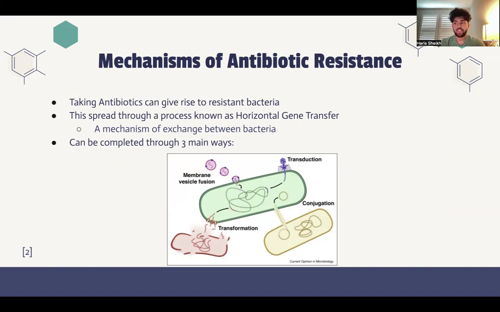Horizontal gene transfer is a fascinating yet concerning process where bacteria exchange genetic material, including antibiotic resistance genes, with one another. And a few of the ways include conjugation, transformation, and transduction. As you can see in this picture here, these are the three main ways. And this makes it increasingly difficult to eliminate resistant strains.